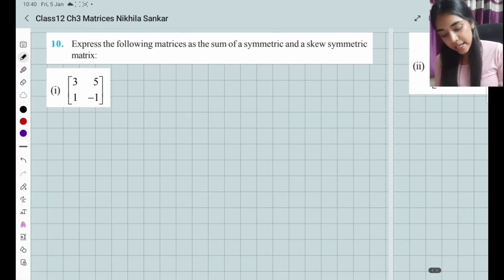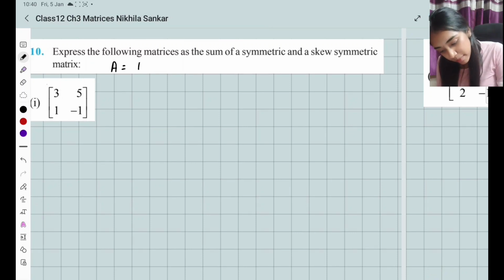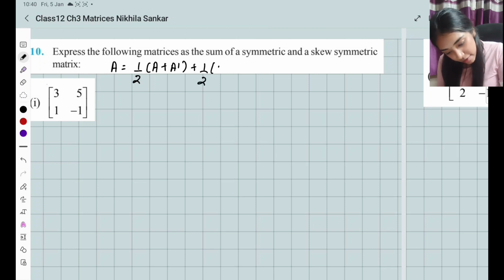Question number 10. Express the following matrices as sum of symmetric and skew symmetric. That means A can be represented as half times A plus A dash plus half times A minus A dash. This is going to be your symmetric matrix and this is going to be your skew symmetric matrix. Okay. So first, let's find A plus A dash.